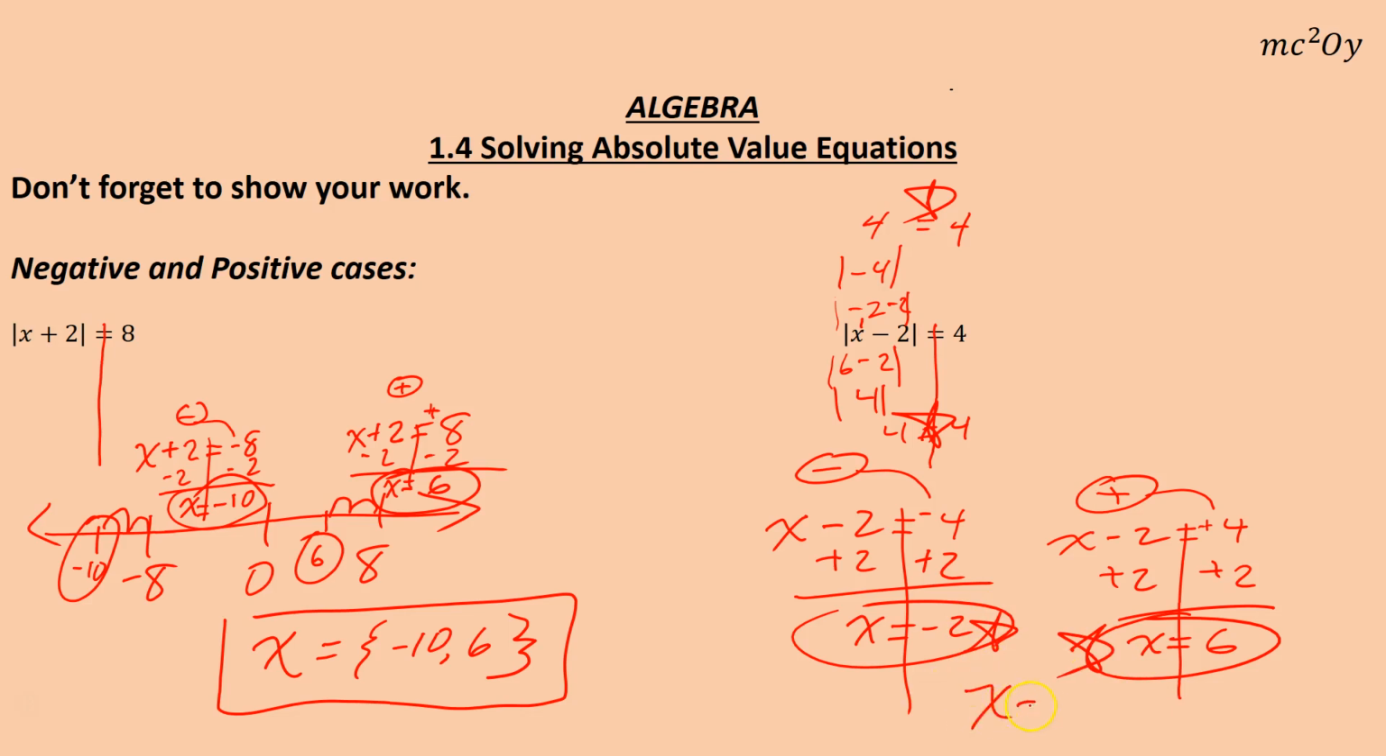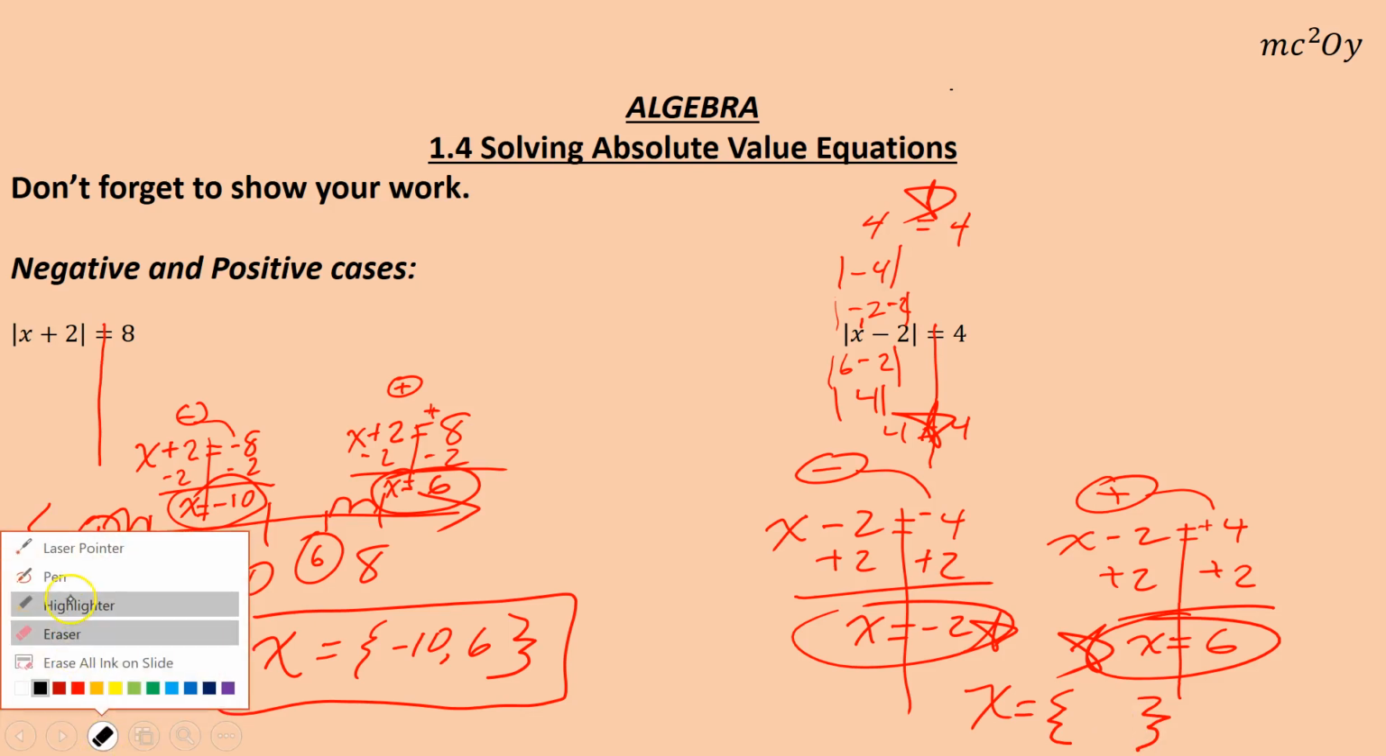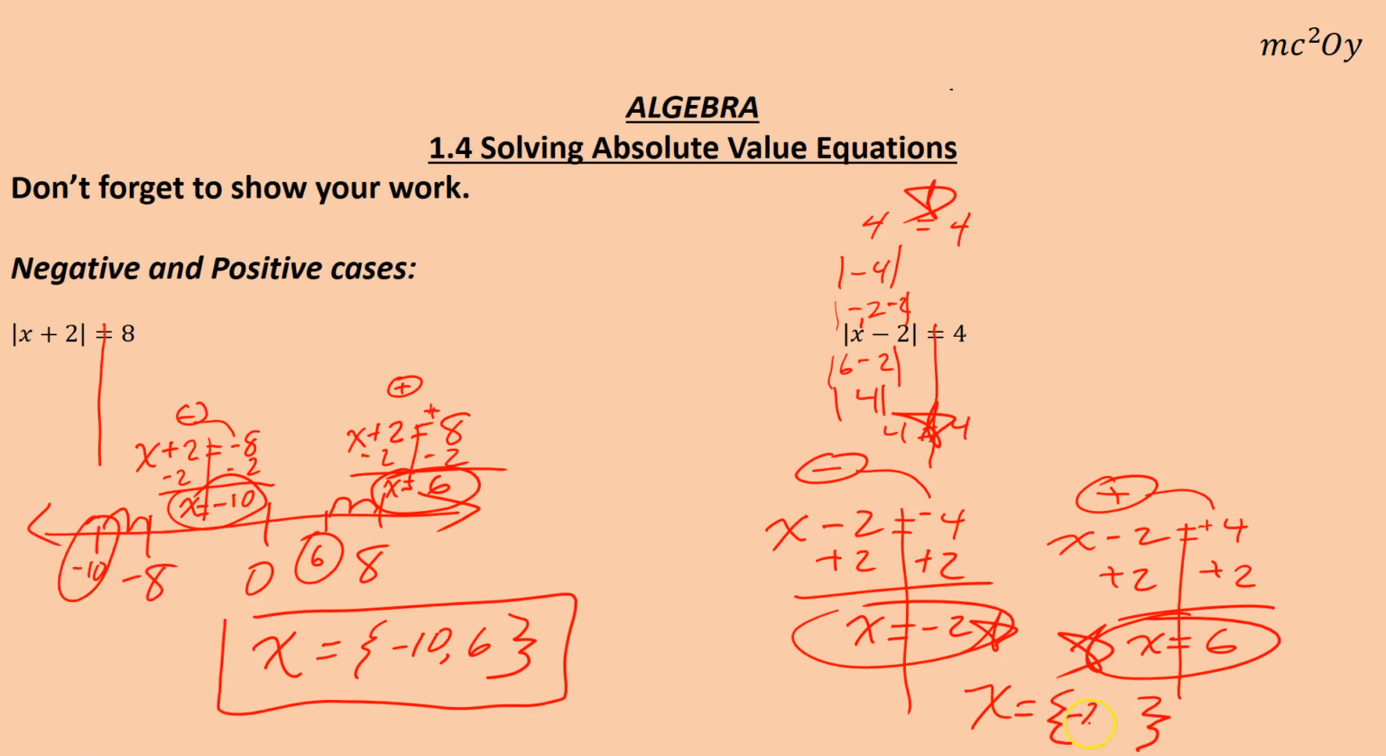Okay, and we could write it in set notation, parenthesis, less than symbol, and parenthesis. So negative 2, comma, parenthesis, greater than symbol, parenthesis, 6. So two solutions, negative 2, 6. And if we clean that up just so we try to make these look a little neater, negative 2 and 6. Okay? All right. Let's try some other stuff.